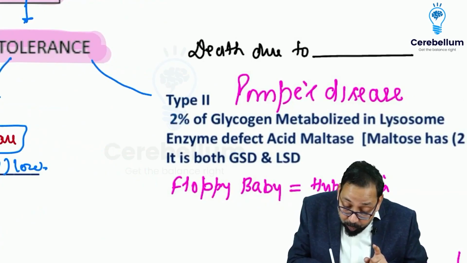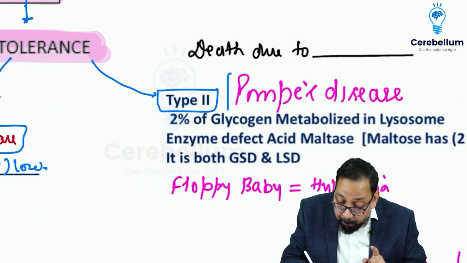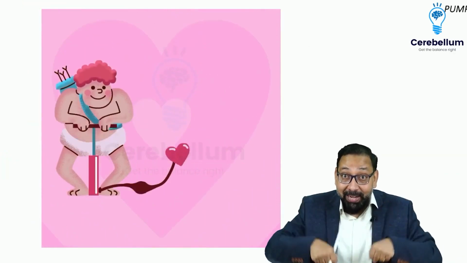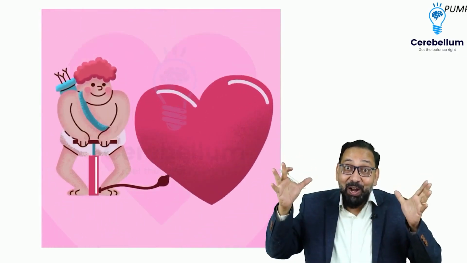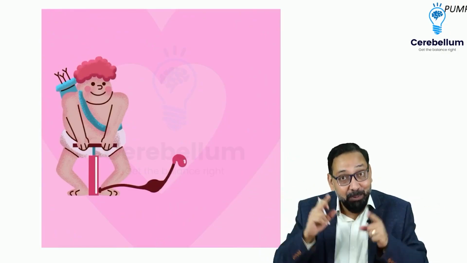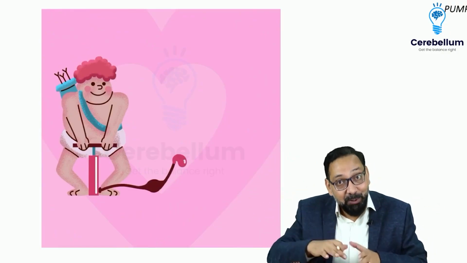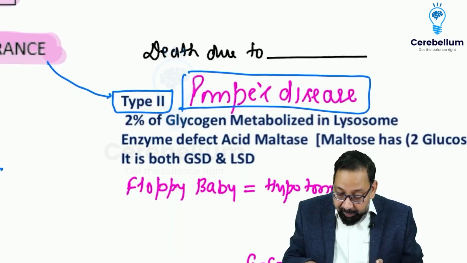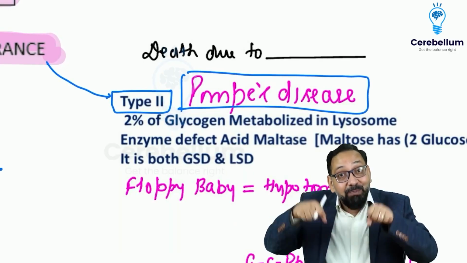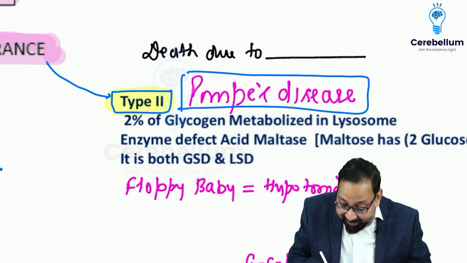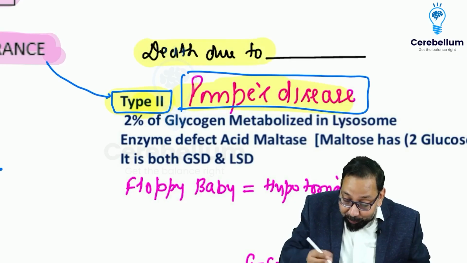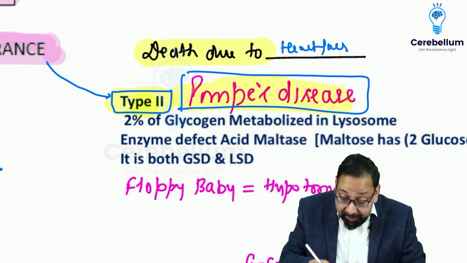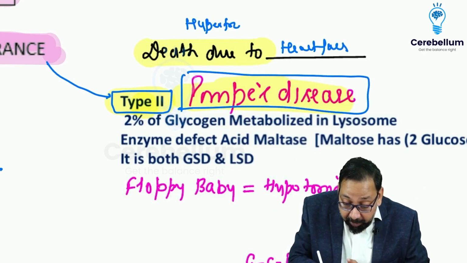Second, type 2 glycogen storage disease, that is Pompe disease. Type 2, we are pumping with the help of two hands. Yes, and the heart is enlarging, hypertrophic cardiomyopathy. Type 2 Pompe disease has hypertrophic cardiomyopathy and heart failure. Death occurs due to heart failure. So till now you know that we pump with two hands, so type 2 Pompe, and death occurs due to heart failure. And I told you the heart is enlarged, there is hypertrophic cardiomyopathy.